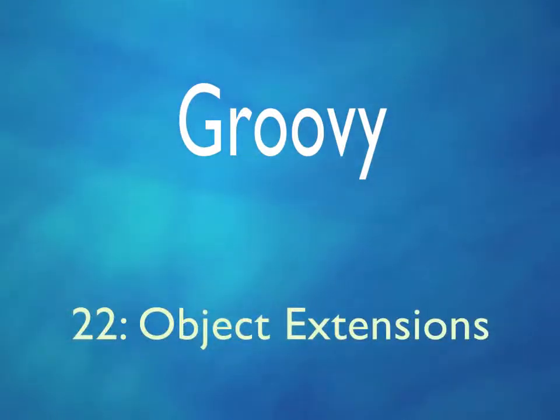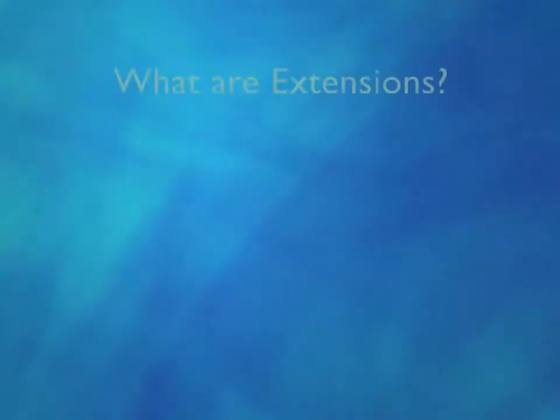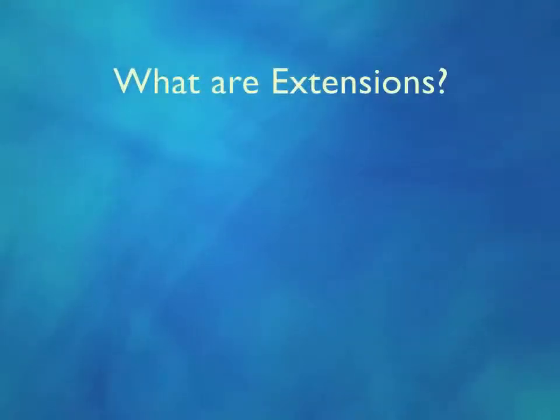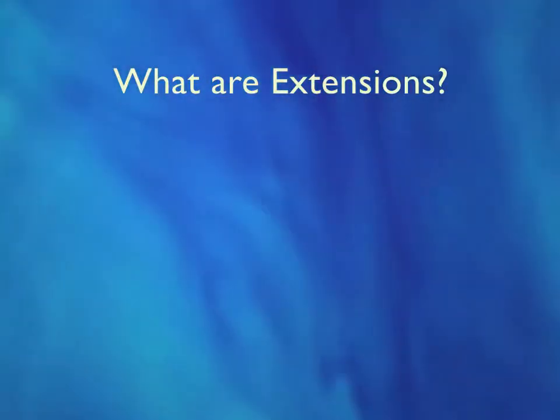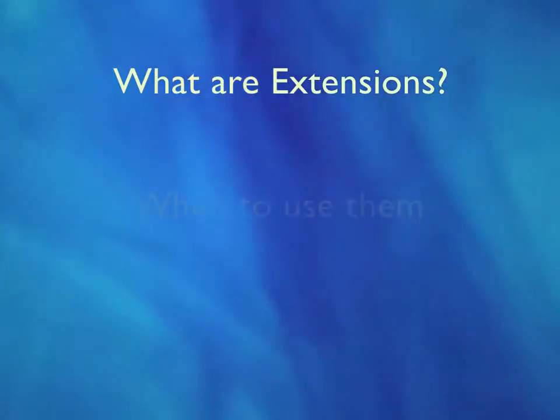Welcome to chapter 22, where we'll be looking at object extensions. This is a way of adding methods to classes. Now, we are going to see some further ways to add methods to classes later in a few chapters' time, so you'll only want to use object extensions in specific circumstances. We'll talk about when they should be used.